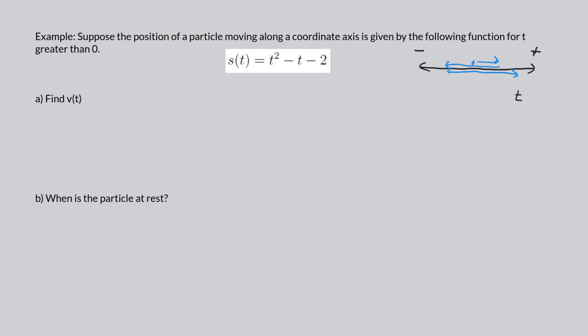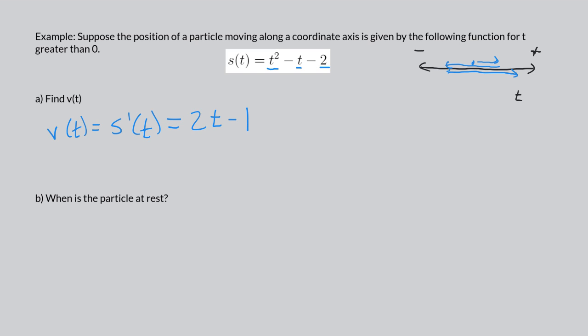So the first thing we want to do is find the velocity, find v of t. Well, v of t is just the derivative of the position function. So it's just the derivative of s of t. So taking the derivative, well, here the first part of it is t squared. So applying the power rule, we multiply by 2 and then decrease the power by 1. So it's just 2t. Then we differentiate this part. The derivative of negative t will just be negative 1. And the derivative of negative 2 is just 0 because that's a constant. So that function v of t is 2t minus 1.